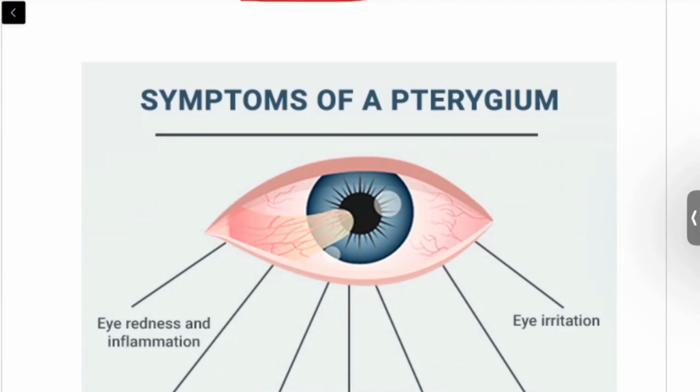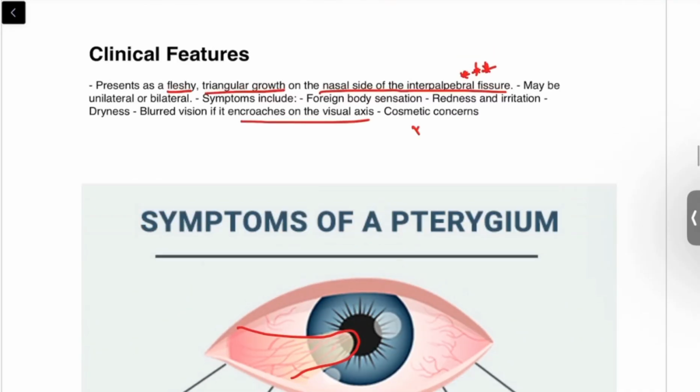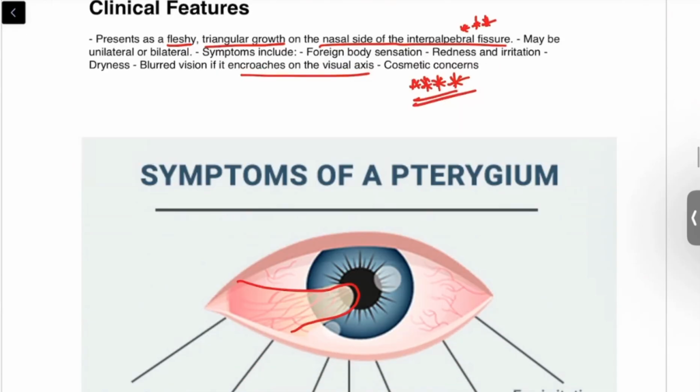If the pterygium overgrows over the cornea, it is just like covering your mobile camera with your finger, or half of your camera being covered by half of your finger. So what happens? There will be blurred vision. Similarly, if something is covering the cornea, then there will be blurred vision because of encroachment. Okay, and basically it doesn't look good over your eye, right? So cosmetic concerns are also there.